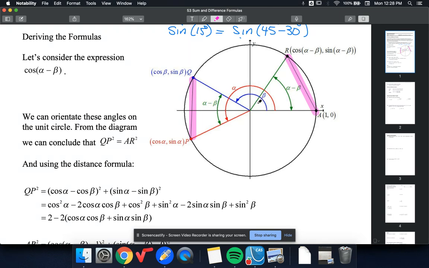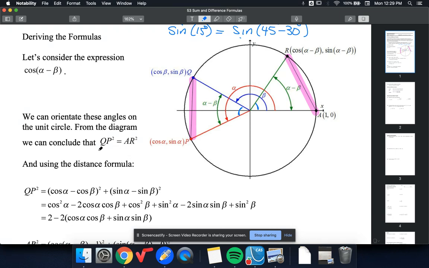Let's zoom in on this angle here. That's my alpha minus beta. Alpha minus beta is also this angle here, so I've got two different ways of representing the angle. So I've got side angle side, which makes congruent triangles. I know QP is the same as AR, so QP squared is the same as AR squared.